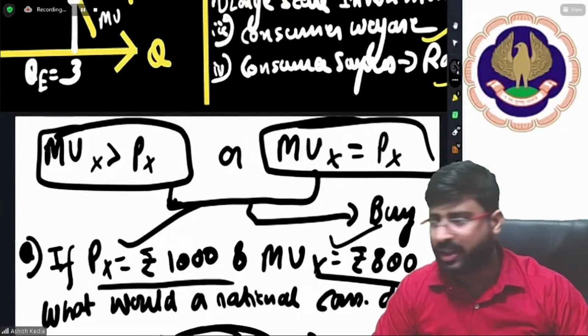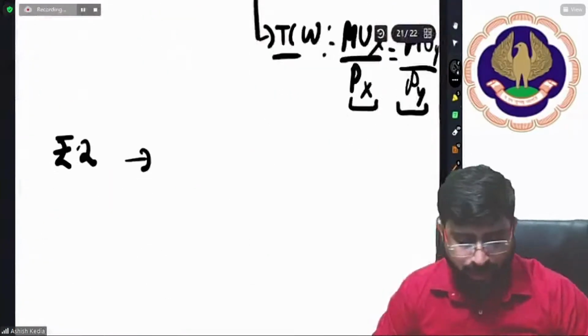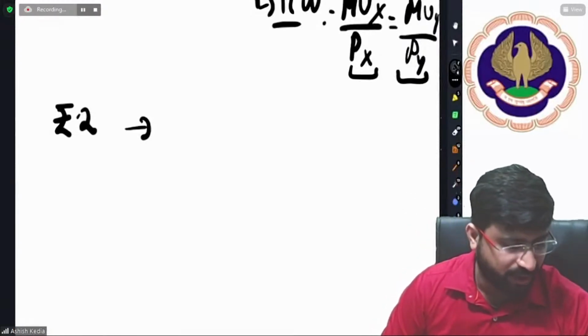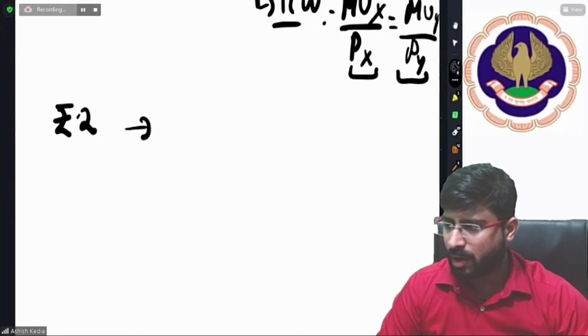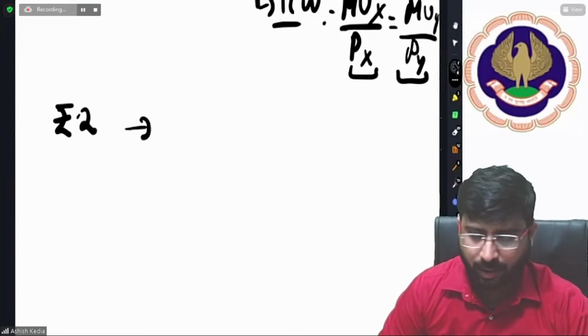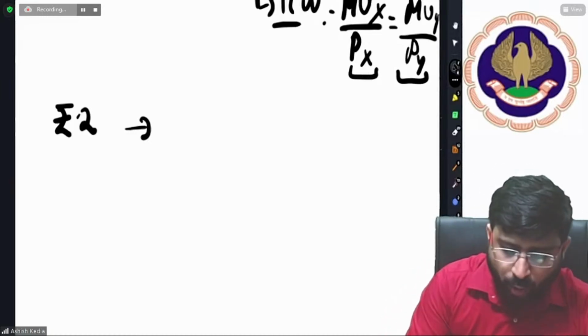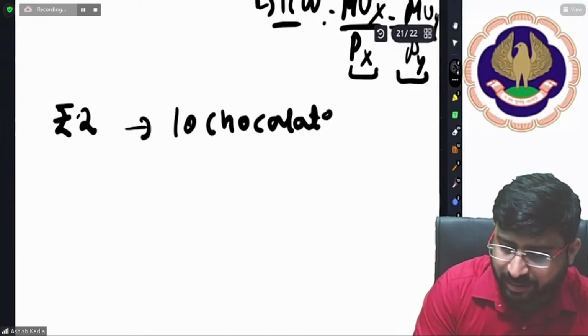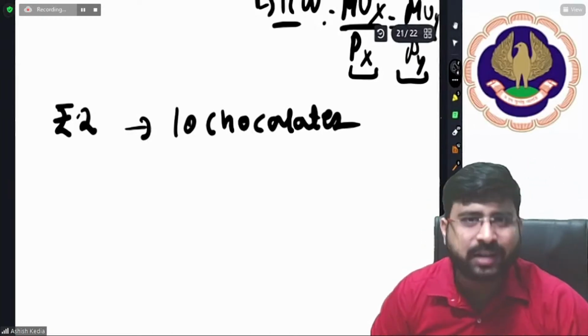Yes, sir, we understood this. Now coming back to the point. My friends, a very simple question. You have rupees 2. In rupees 2, you are able to purchase 10 chocolates. Please answer me this question.